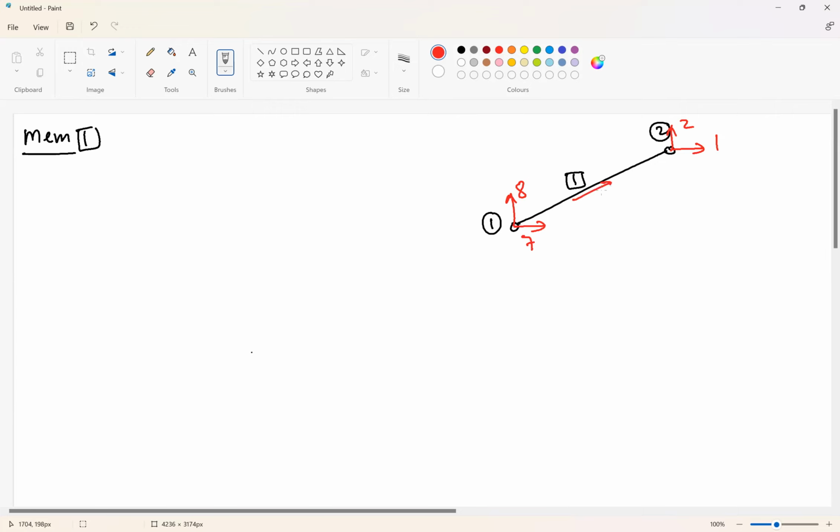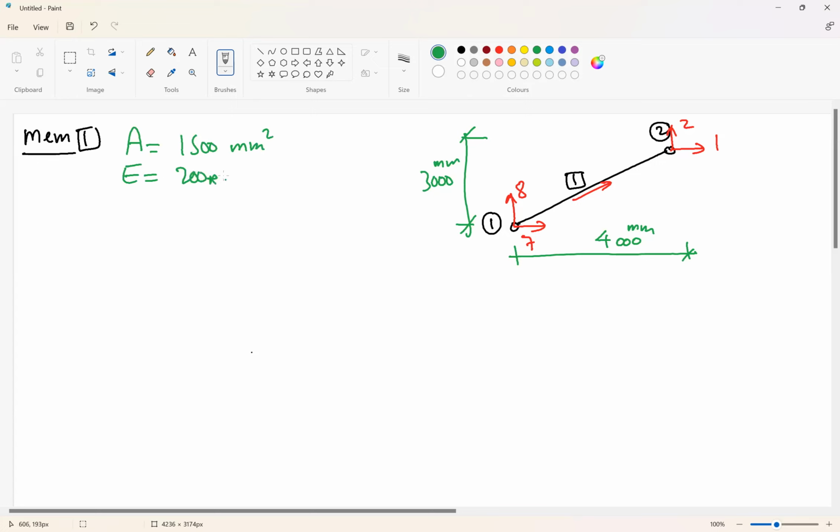This is the direction of the member. As you know, the dimension given to us, this is 4,000, this is 3,000 millimeter. Given to us, A equal to 1,500 millimeter square. E is 200 gigapascal, so 200 times 10 to the power 3 megapascal. L will be root 4,000 square plus 3,000 square, so it will be 5,000 millimeter. So this is all the data we need.